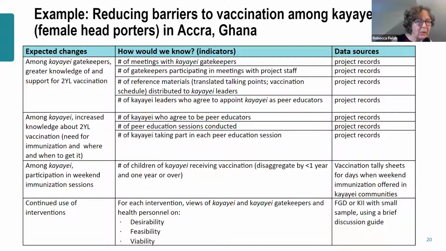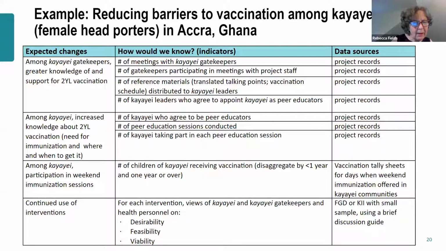So then moving on to the next type of change we expected to see, we looked at whether, among the Kayaye themselves, there was increased knowledge about second year of life vaccination, why it was important and where to go to get it. And for that, we recognized that peer education was going to be a very critical aspect because the peer educators are credible. They speak the same language as the Kayaye. So we looked at the number of Kayaye who agreed to become peer educators, the number of peer education sessions that were conducted with them, and the number of Kayaye taking part in each peer education session.